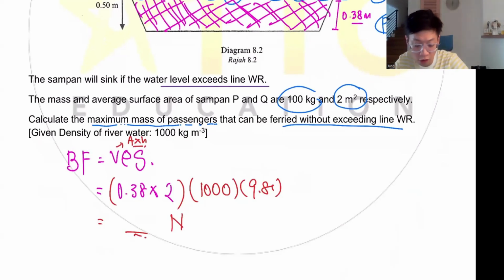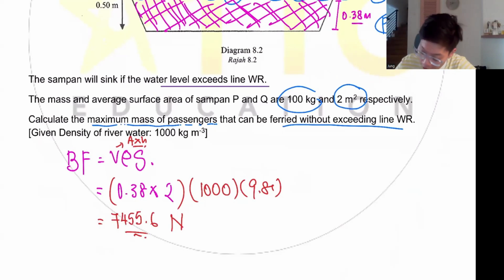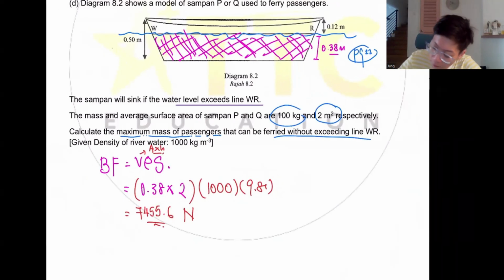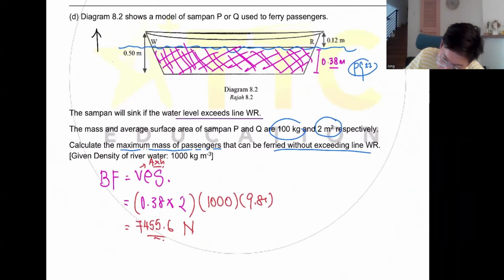Okay, good. Volume is pi r square h. So volume times height: 0.38 times 2 times 1000 times 9.81. So my buoyant force here is 7455.6 Newton. Meaning to say that the total buoyant force that can go up is now 7455.6 Newton.